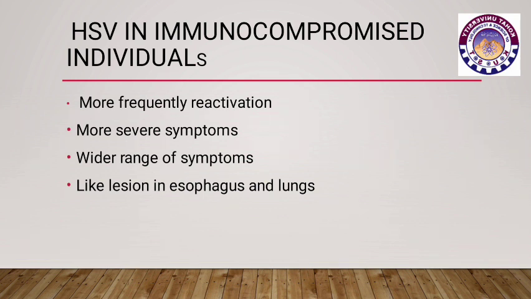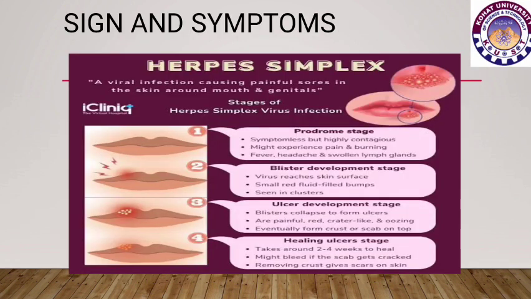Signs and symptoms: a viral infection causing painful sores in the skin around the mouth and genitalia. Stages: prodrome stage, symptoms are less but highly contagious. Might experience pain and burning, fever, headache and swollen lymph nodes. Blister development stage: the virus reaches the skin surface, and small red fluid-filled bumps are seen in clusters. Ulcer development stage: blisters collapse to form ulcers.